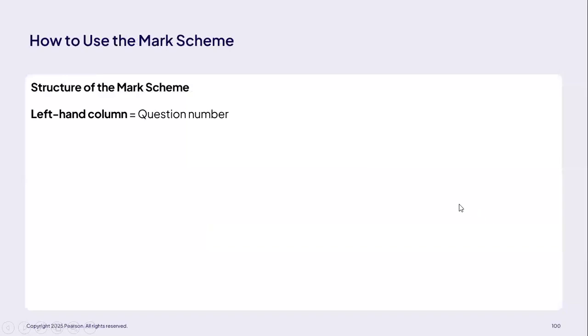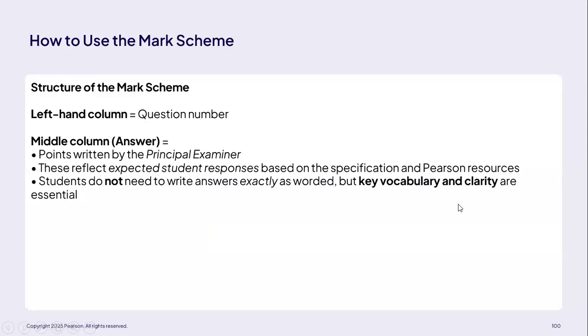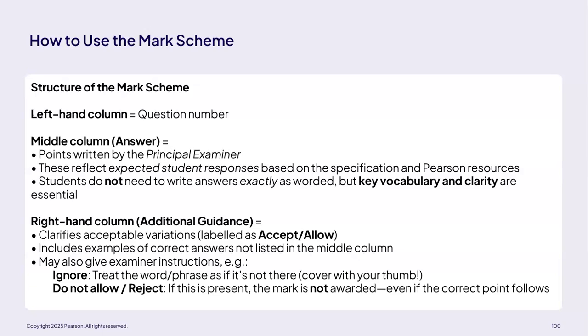So on the mark scheme, the left-hand column gives the question number. The middle column gives the points written by the principal examiner, which reflect expected student responses. They don't need to write the answers exactly as worded, but key vocabulary and clarity are essential. And then the right-hand column gives additional guidance. So it clarifies what variations are acceptable under accept or allow.